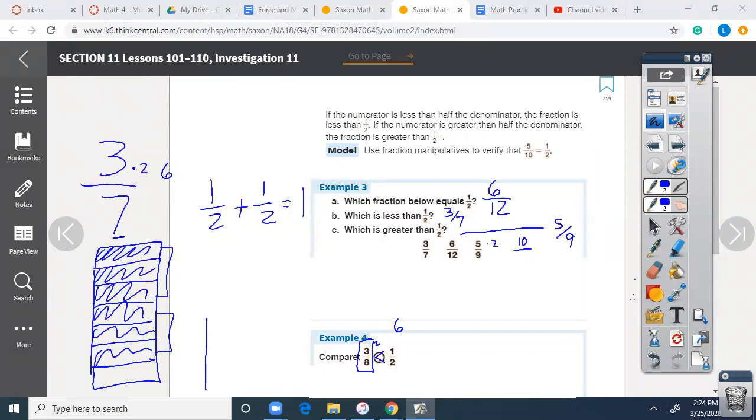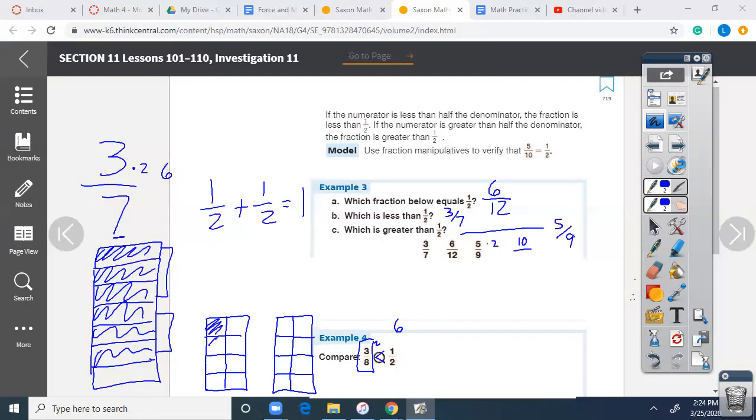This one I will draw a picture just so you can see it. This one's a little bit easier to draw a picture than 3/7. Okay, so not on all of them will you be able to figure it out with a picture. So I do want you to memorize how you double the top number, and if it's the same as the bottom number, then it's equal to 1/2. If it's smaller than the bottom number, then it's less than 1/2. If it's bigger than the bottom number, then it's bigger than 1/2.